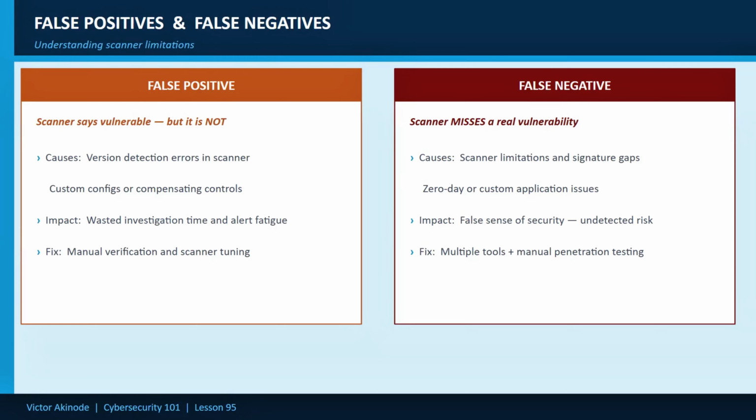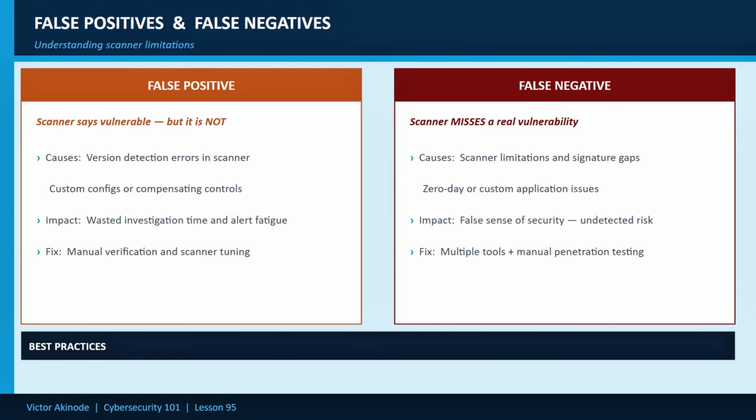The impact of this is a false sense of security, and undetected critical risks may eventually become a big problem that will cause huge harm. The solution to this is using multiple scanning tools to catch different things. You can also do manual penetration testing to find what scanners miss. Lastly, you can do code reviews for custom applications.